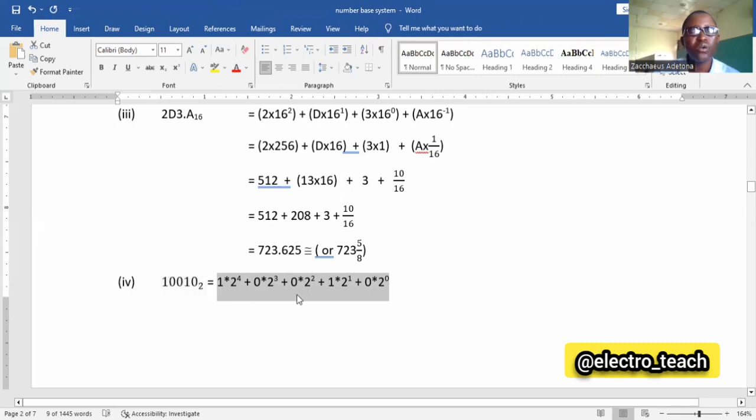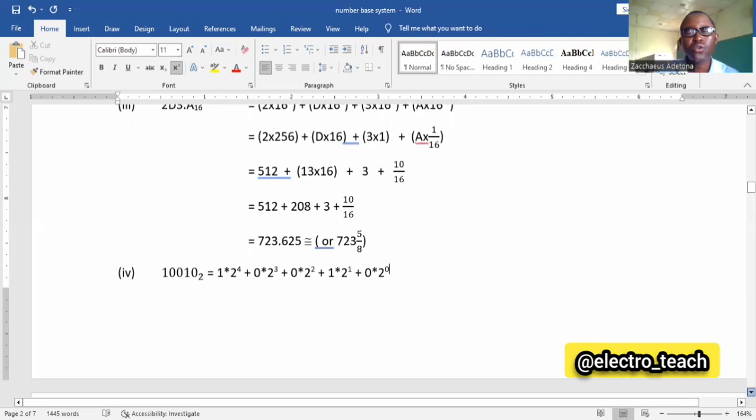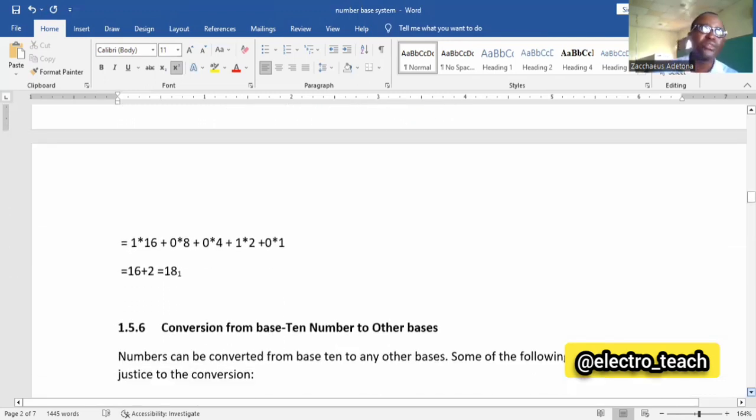So, without doing much, we know that if you multiply 0 by anything, you get 0. And so these 2 will actually give us 0. This 0 will give us 0. But this 1 will give us a number. Even the last one, 0 multiplied by something, will give us 0. But the first digit and the fourth digit will give us numbers. And those are the ones that we can handle now. 1 times 2 raised to power 4 plus 1 times 2 raised to power 1. And that's simple and straightforward. That is 1 times 16, plus 1 times 2. That is 18 in base 10.